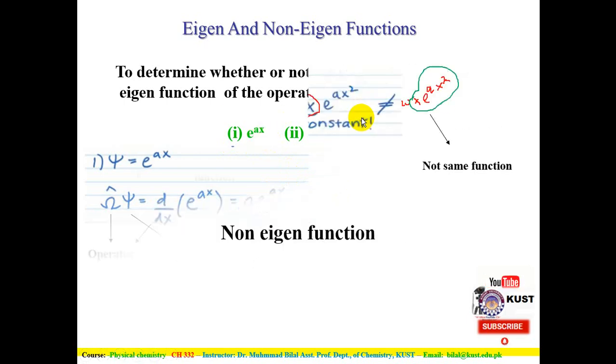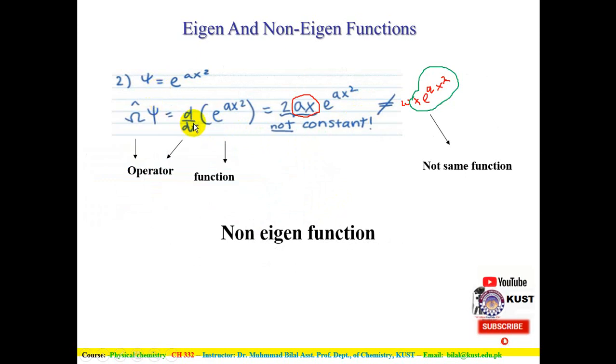So we can say that e raised to power ax is an eigen function for the operator d over dx. Now if we take the derivative of e raised to power ax square, we first write this function as it is, and then take the derivative of the power. The derivative of the power gives 2ax. Now 2ax is not a constant value, that's why this function is not an eigen function for the operator d over dx. So this is a non-eigen function.